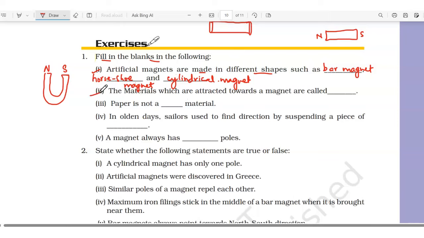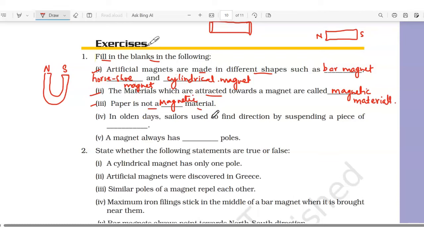Now, the second blank. The materials which are attracted towards a magnet are called, students, remember, only magnetic materials are attracted towards a magnet, not any other material. So, those materials that are attracted towards a magnet are known as magnetic materials. Now, paper is not a dash material. Students, does paper get attracted to a magnet? No. So, it is not a magnetic material.